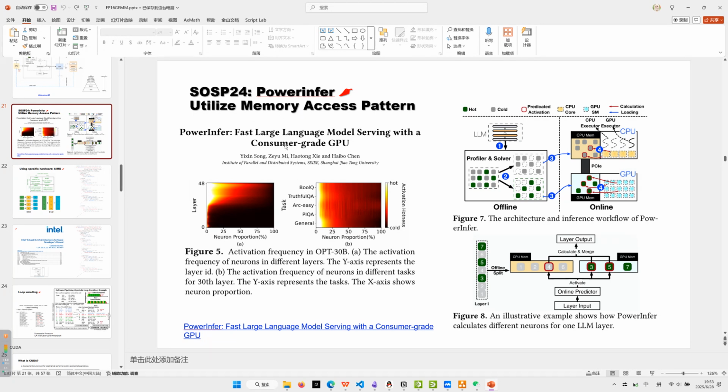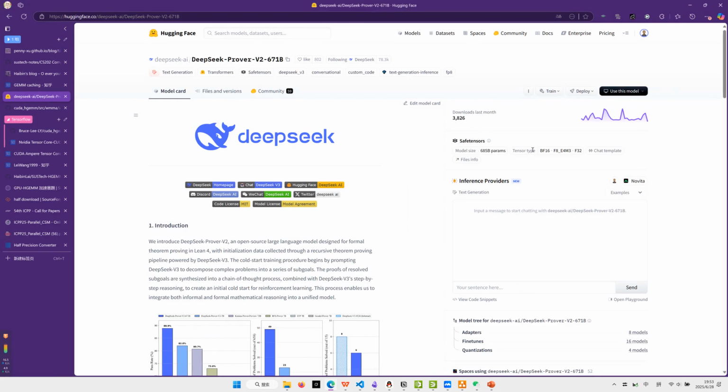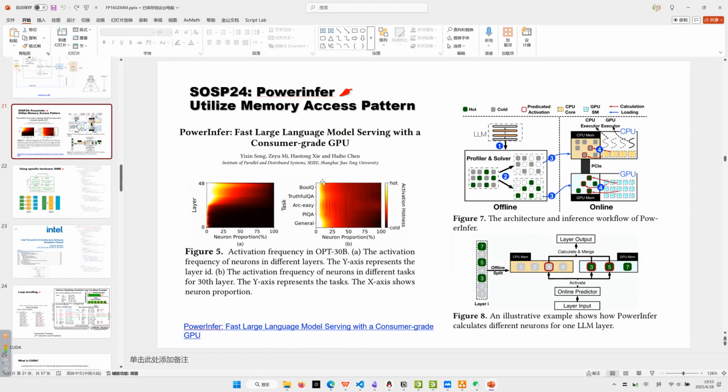In this paper, they find that for most LLM models, only about 20% of the parameters inside the model matrix are activated. So their idea is that we can put the hottest neurons inside the GPU, and the rest of them inside the CPU. The result shows that we only need to put about 20% of the neurons inside the GPU, and the rest in the CPU. So our GPU can run a bigger model, even if the model size is larger than our GPU's memory. We can still run it and compute it.